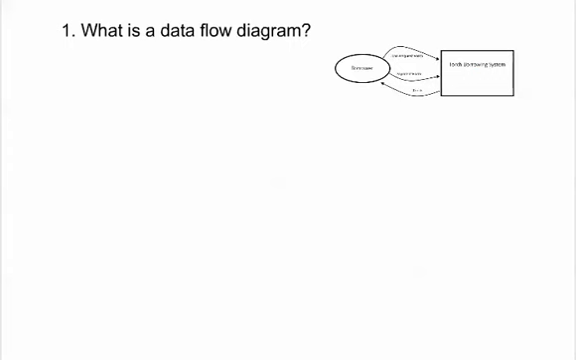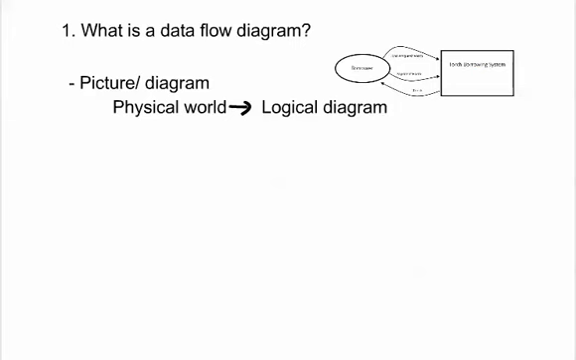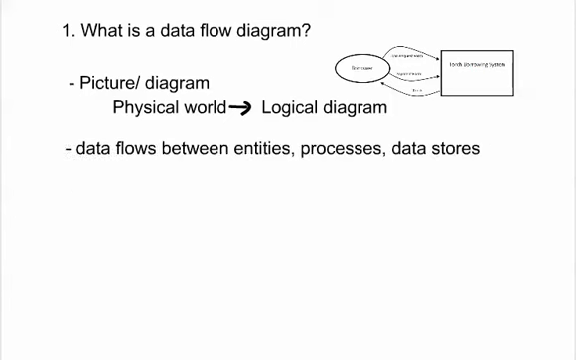A data flow diagram is a picture or a diagram to show things and data flows in the real world in a logical manner. Secondly, it is used to show how the data flows between entities, processes, or data stores. It is important to remember that the data flow diagram shows us the flow of data, and that is what we're trying to depict.